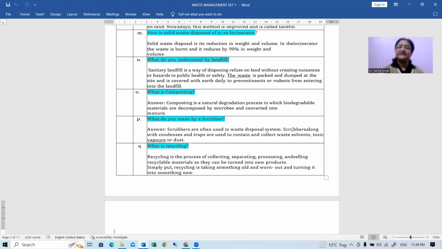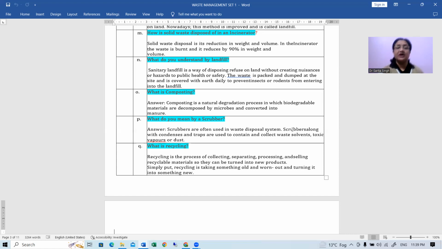Generally it is covered with soil, and after some time the area is used for plantation. The plants which are grown there are generally industrial plants, or you can say non-edible plants, right?